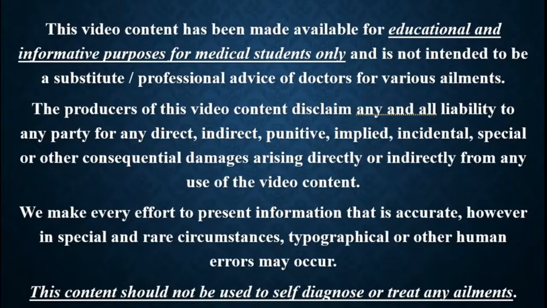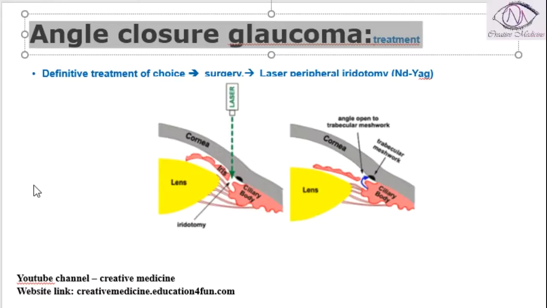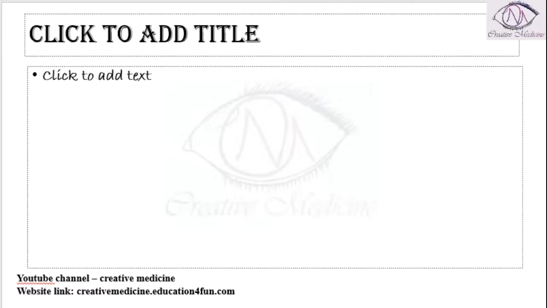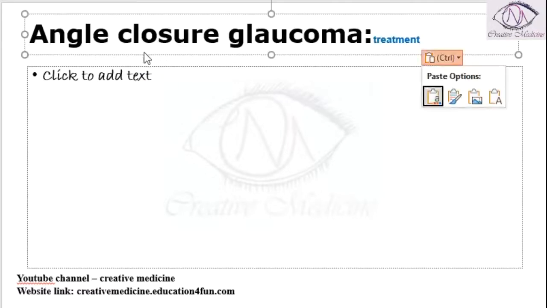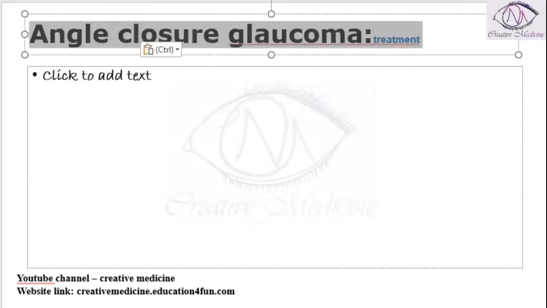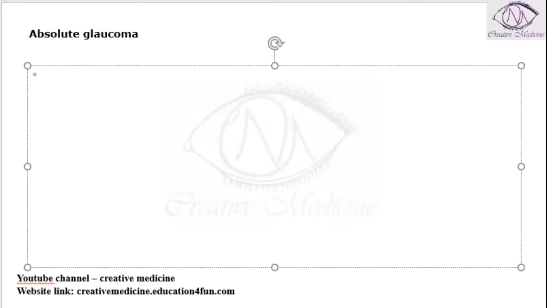In this lecture, we will learn about angle closure glaucoma. In angle closure glaucoma, we have one thing called absolute glaucoma. What is this absolute glaucoma? It is a painful blind eye.